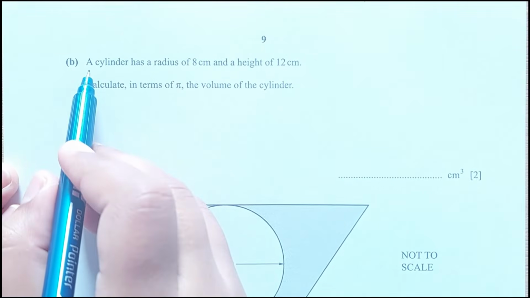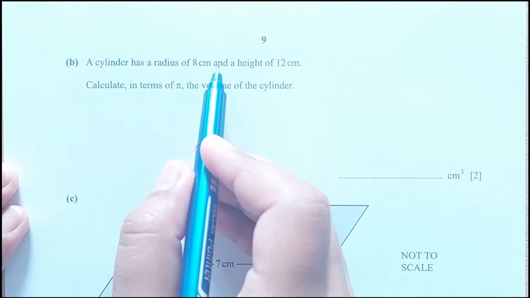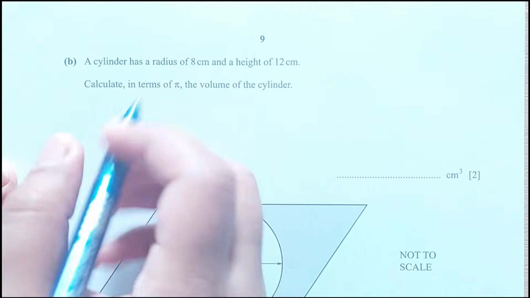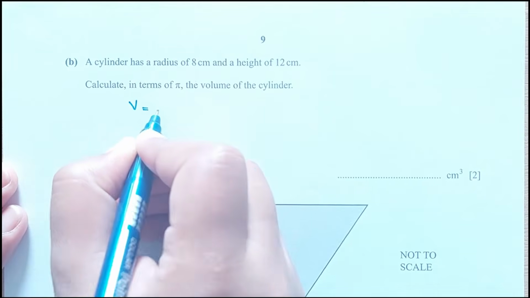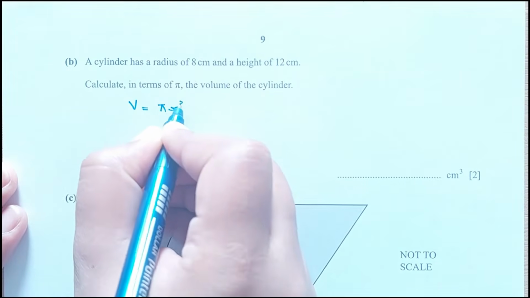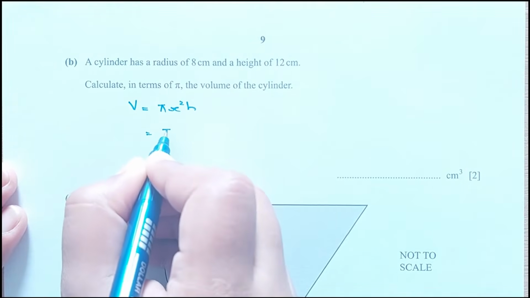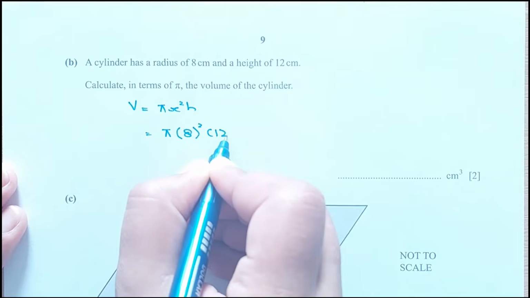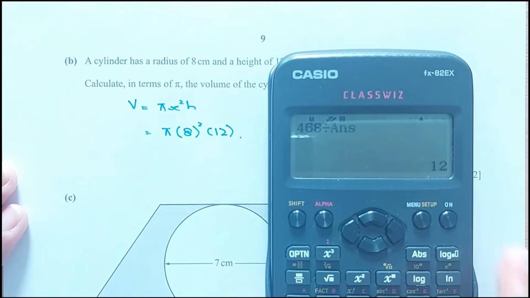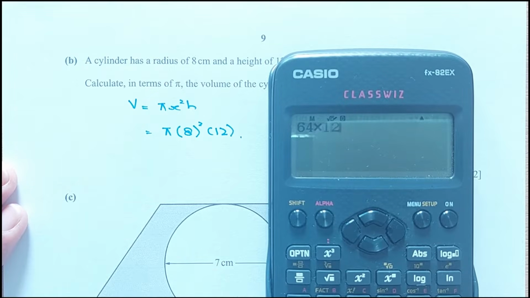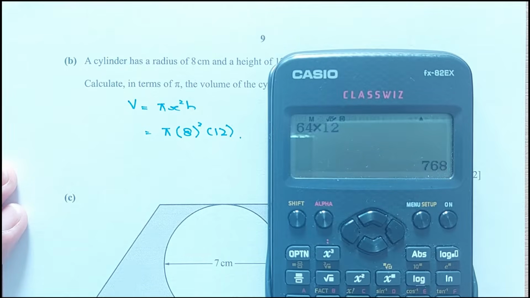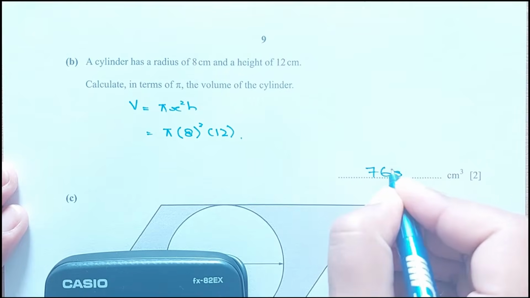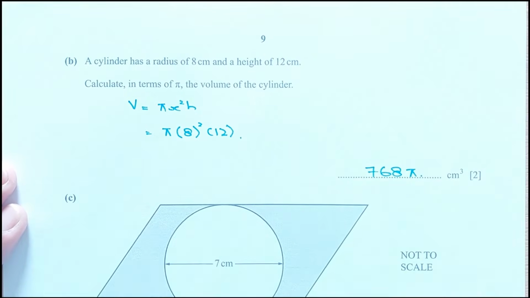Part B. A cylinder has a radius of 8 centimeters and a height of 12 centimeters. Calculate, in terms of pi, the volume of the cylinder. The formula for the volume of a cylinder is pi r squared h, so we keep the answer in pi. The radius squared is 8 squared, which is 64, and the height is 12. So 64 times 12 is 768 pi. 768 pi centimeters cubed is the volume of the cylinder.